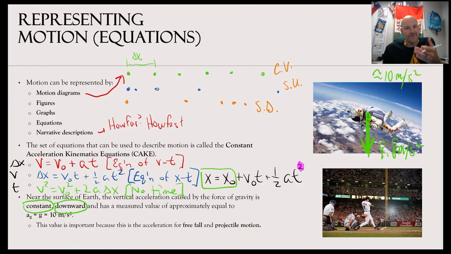So if you get a question where there's a ball dropping or something's falling, all of your accelerations get turned into this negative number, okay? And we use 10 for simplicity, especially on multiple choice questions.